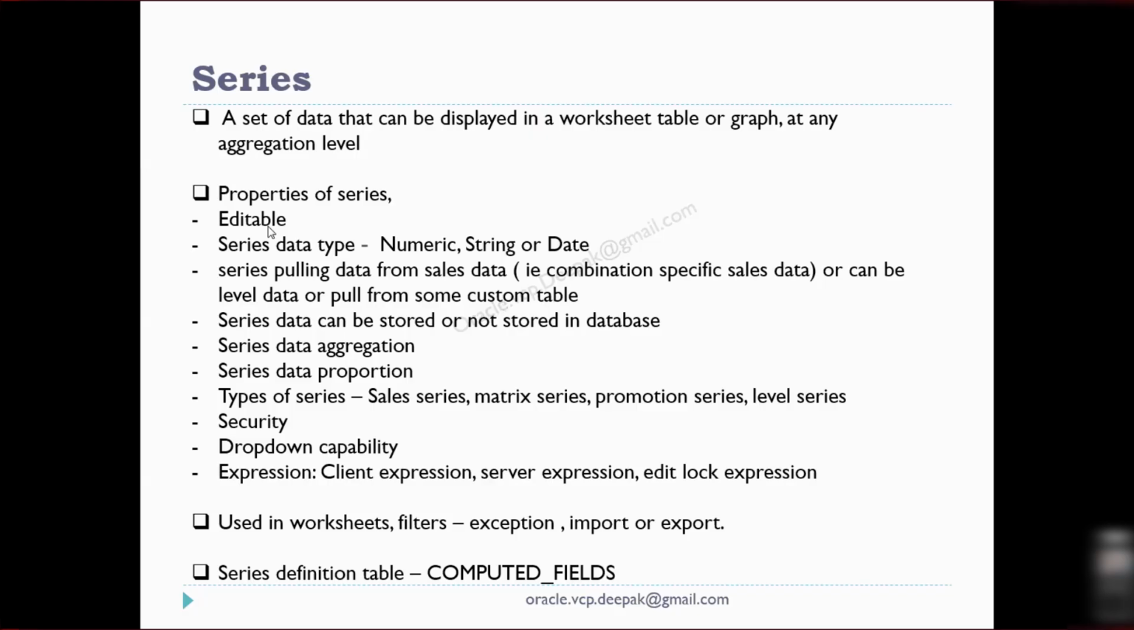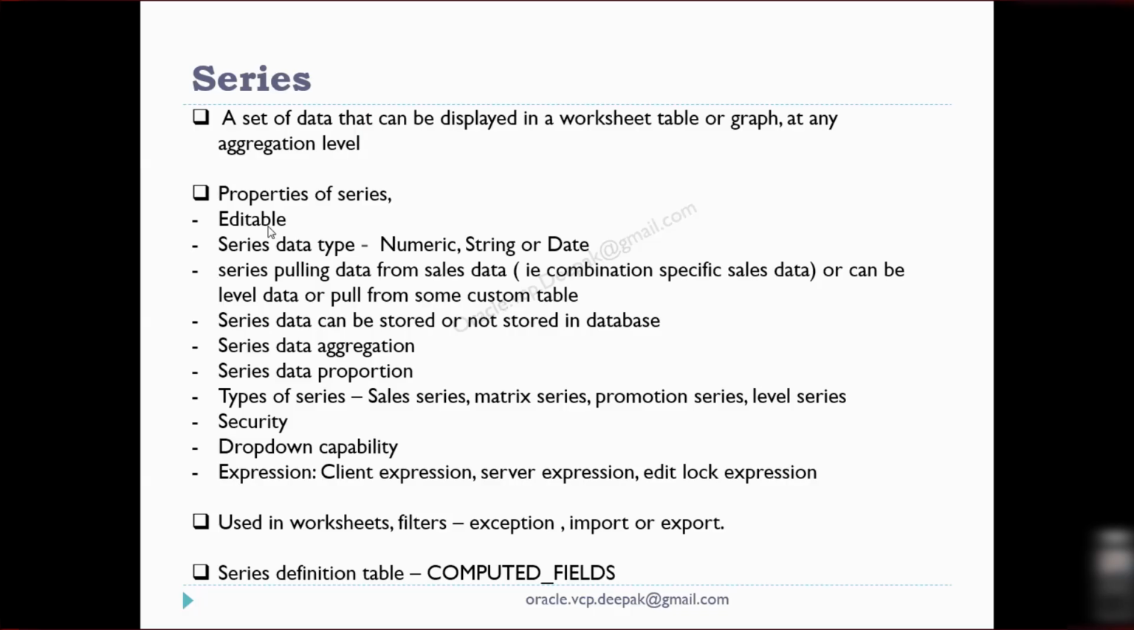And what are the different types of series? Sales series, matrix series, promotion series, level series. The sales series, as per the name, pulls the data related to sales. Examples are sales quantity, sales date, sales price. The matrix series pulls the data from the MDP matrix. You can call that a combination series as well, so it pulls the data for a specific combination from the MDP matrix table.